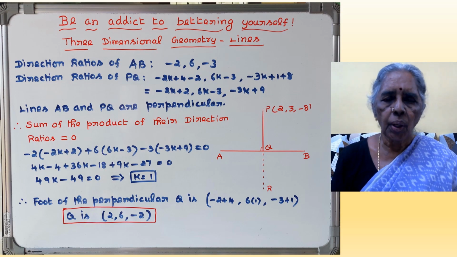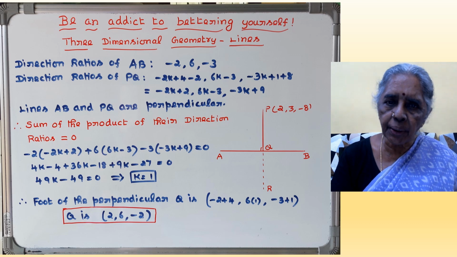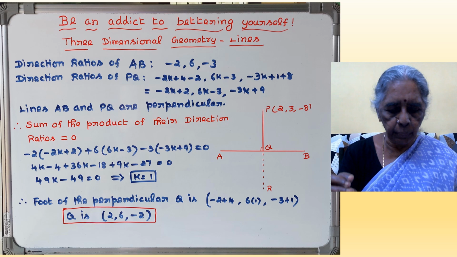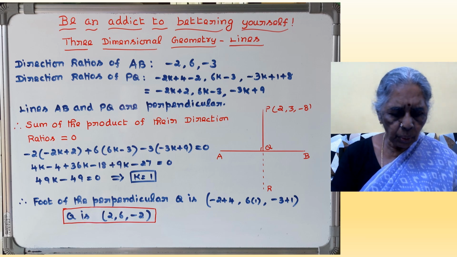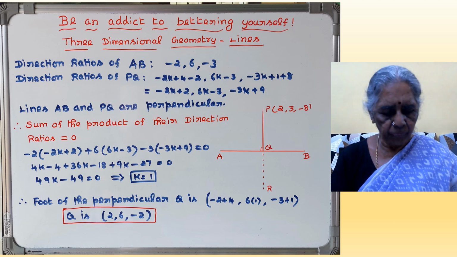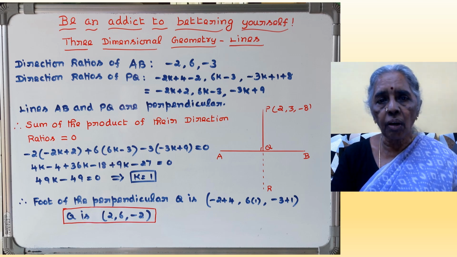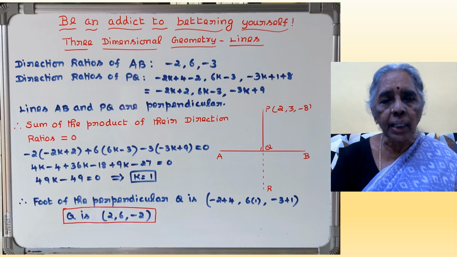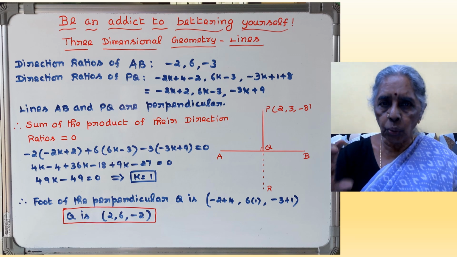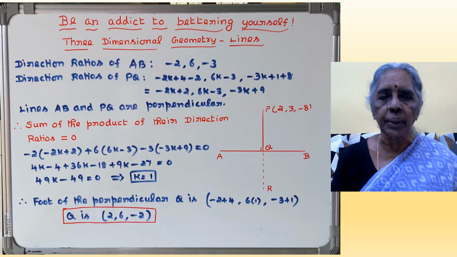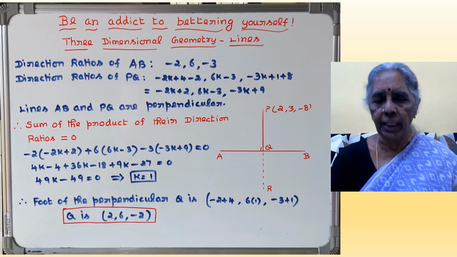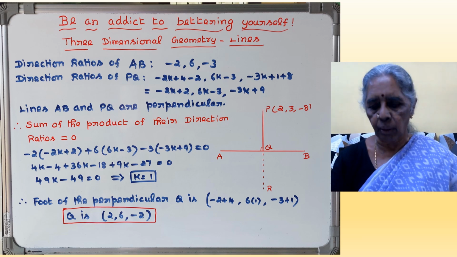Direction ratios of the line AB. How will you find the direction ratios? In the standard form, you have converted in that equation, see the denominator: -2, 6 and -3. They are the direction ratios of the line AB. Direction ratios of the line PQ. You don't know the equation of PQ, but you know the point P. You know the point Q. When you know the 2 points, you can find the direction ratios using the formula x2 - x1, y2 - y1 and z2 - z1. Use that.